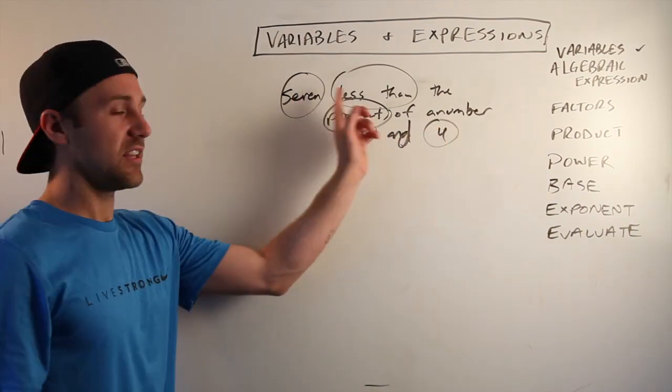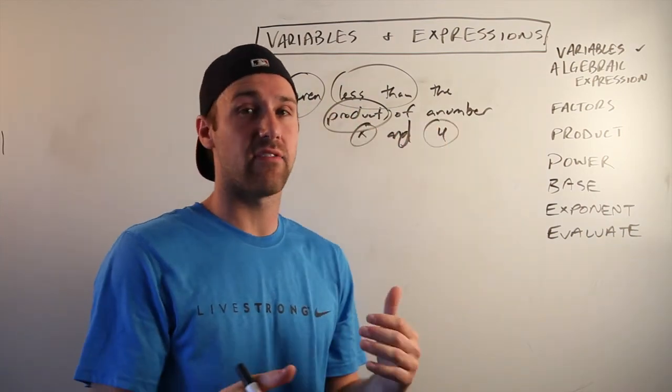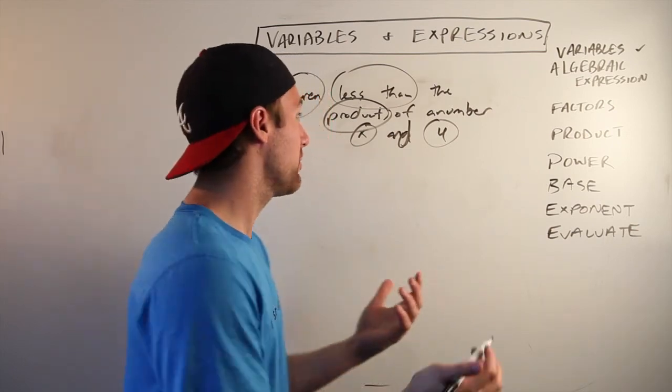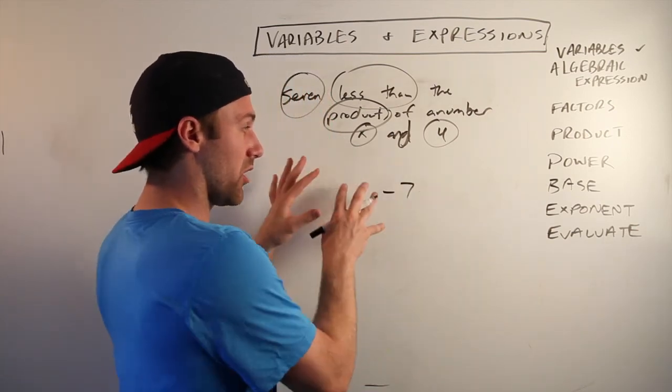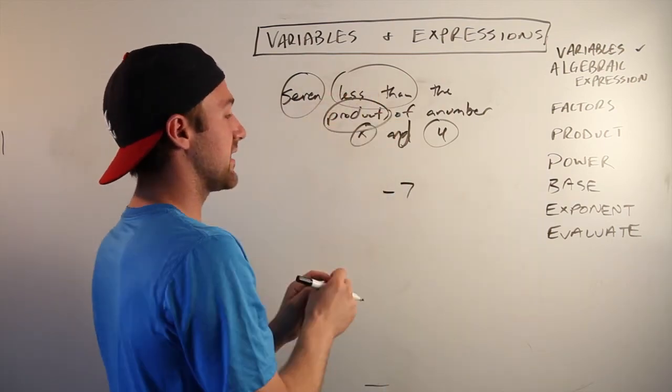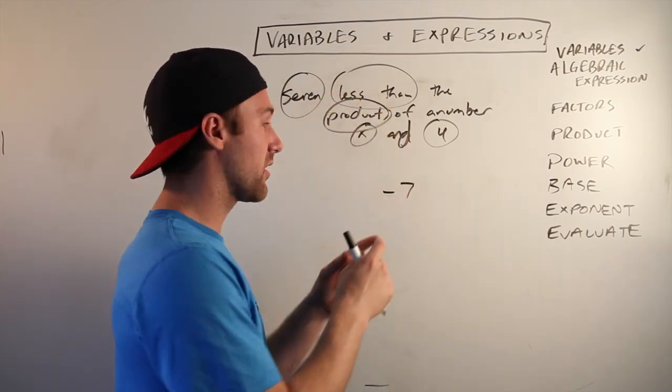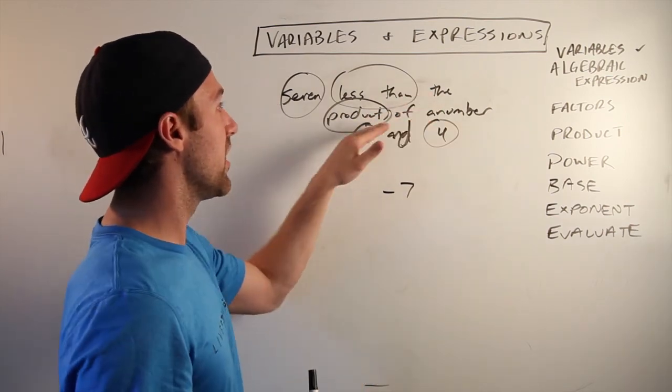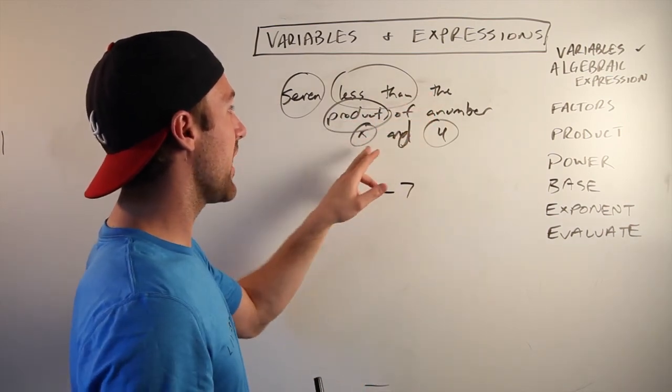7 less than. That means you're going to subtract 7 from whatever you're doing here. So we can go ahead and put that down: minus 7. It's probably going to go here, but it might go here; we're just going to figure it out. Less means you're taking it away, so therefore it's subtraction. Then the product of a number x and 4.